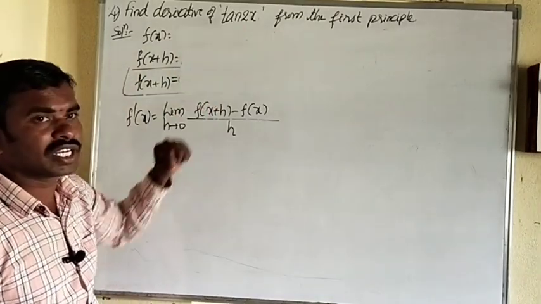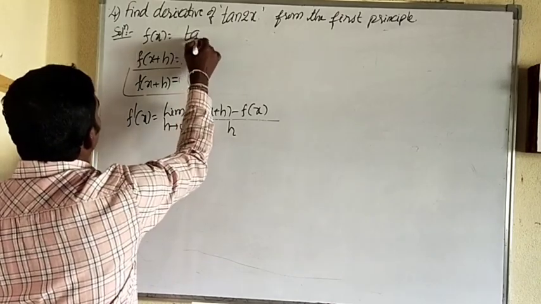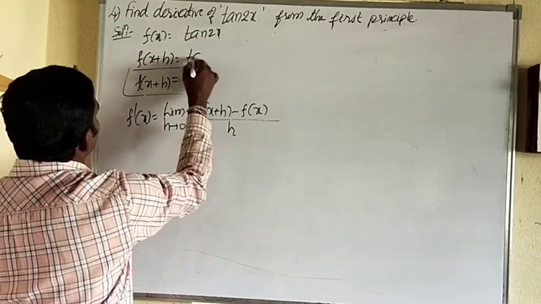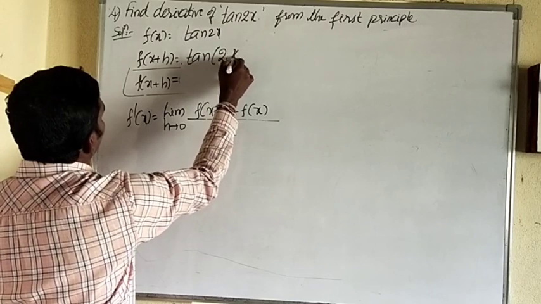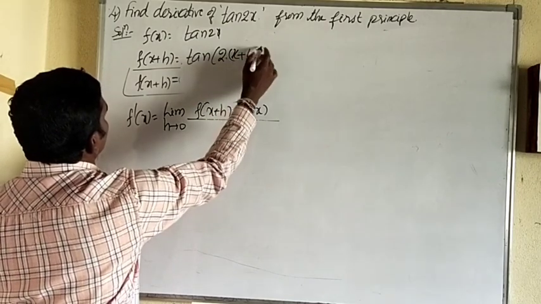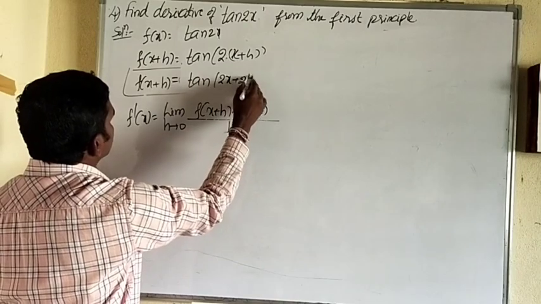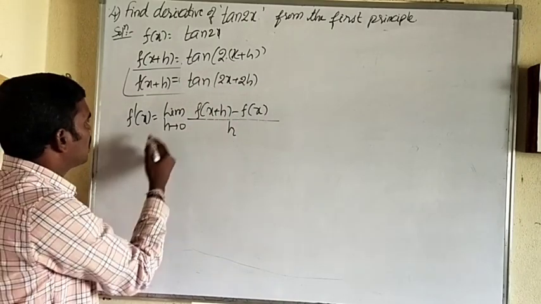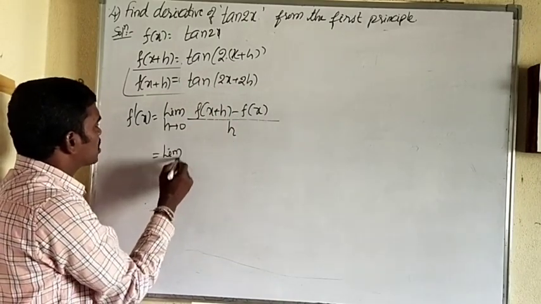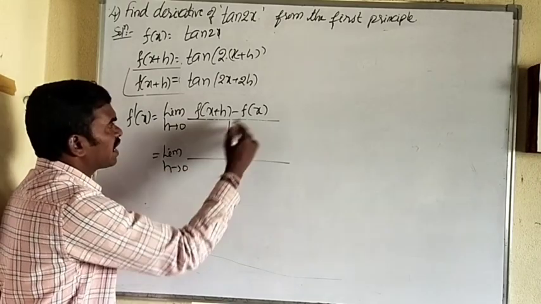Next, fourth question, tan 2x. Same, f of x is equal to tan 2x. Then f of x plus h becomes tan of 2 into x plus h, which is tan of 2x plus 2h. So take the formula for f dash of x: limit h tends to 0, f of x plus h minus f of x by h.